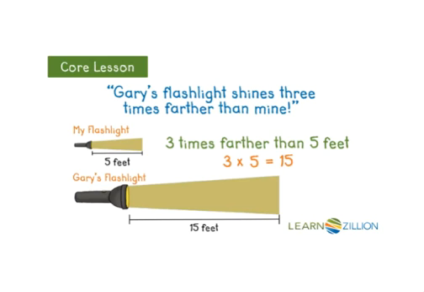In this context, the 3 does not represent 3 flashlights or even 3 groups of flashlights. The 3 represents 3 times farther, which is the relationship between the distance of Gary's light and the distance of my light. Gary's light shines 3 times farther, which means that 15 is 3 times greater than 5. This is an example of multiplication as scaling because our original factor of 5 is being scaled up 3 times, which makes our product 3 times larger than the original factor.